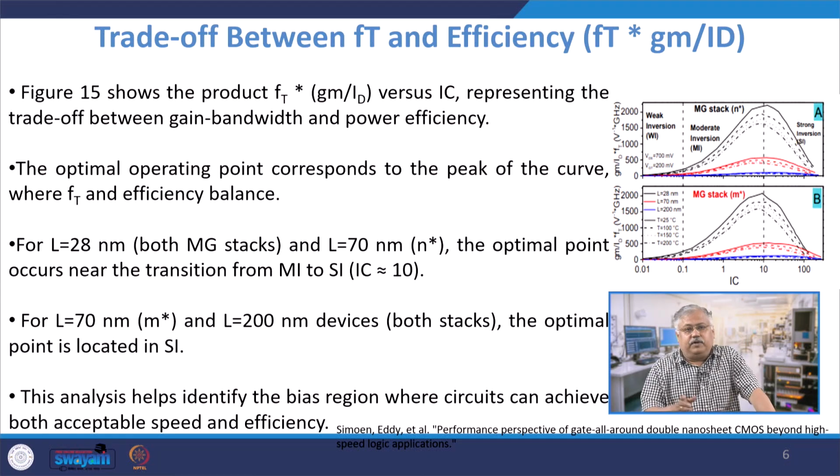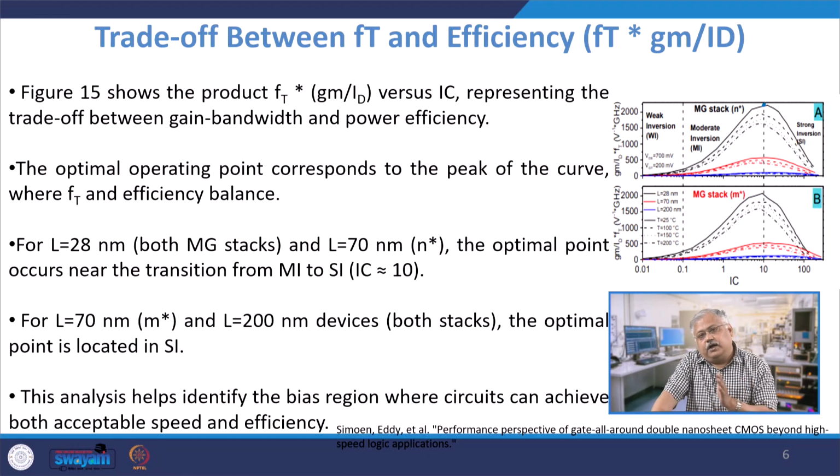Now, if you trade off between the FT and the efficiency, then on the y axis of the graph here, we plot GM by ID into FT, and on the x axis we plot IC. Then also the same observation is occurring, that somewhere around an IC value of 10, you see the maximum value of GM by ID into FT coming into picture, right? The optimal operating point corresponds to the peak of the curve, where FT and the efficiency balance with each other.